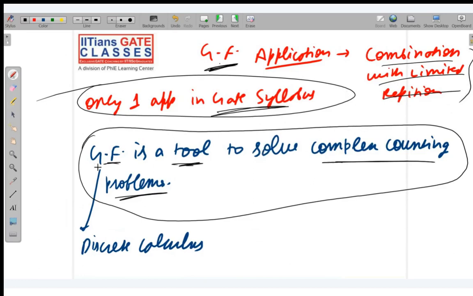Okay, and actually generating function is also known as discrete calculus. You already know integration and differentiation, with lots and lots of applications everywhere, in physics, in chemistry, everywhere you have seen it. The same is the scenario here. Integration and differentiation are continuous calculus, but this is a discrete calculus. We are studying discrete mathematics, na?